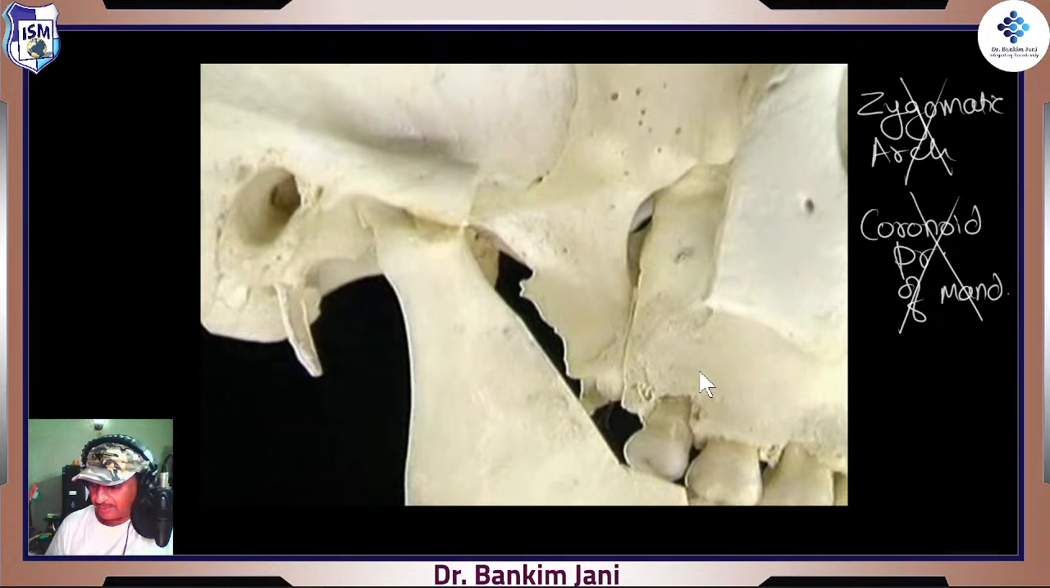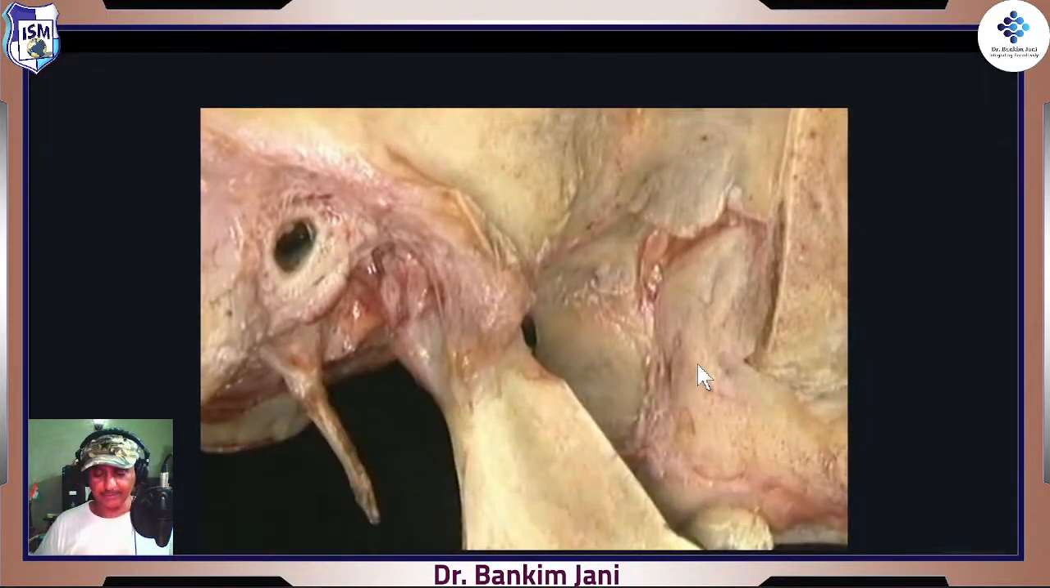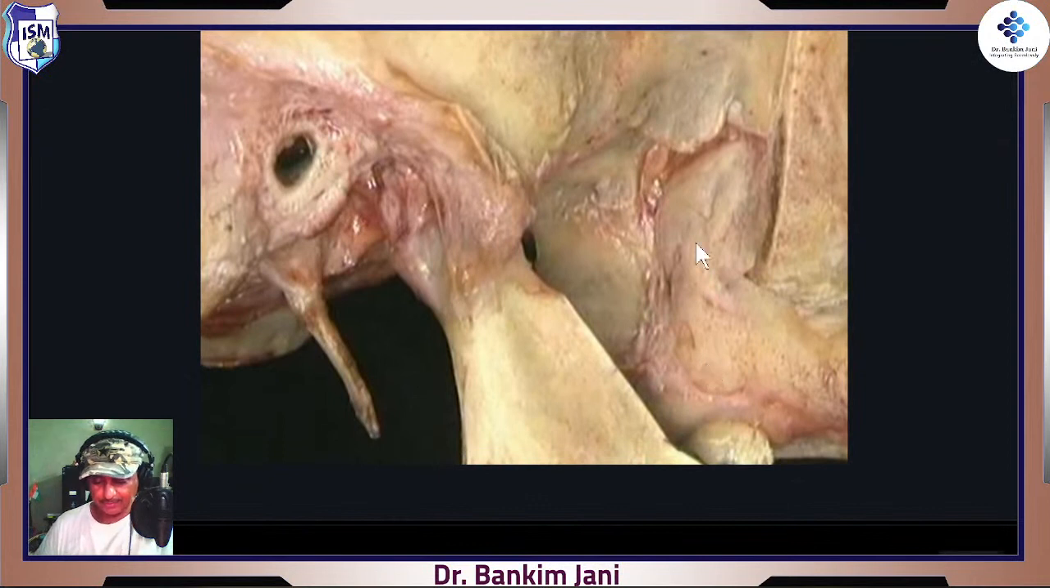And this structure is none other than lateral pterygoid plate, right? Then between the lateral pterygoid plate, there would be the pterygoid fossa, and then there will be the medial pterygoid plate, correct? So let's add, here it is, here it is. See, this is lateral pterygoid muscle, right? And this is lateral pterygoid plate. Here it is, lateral pterygoid plate.